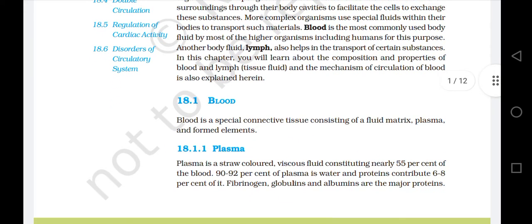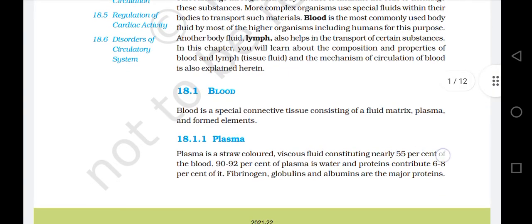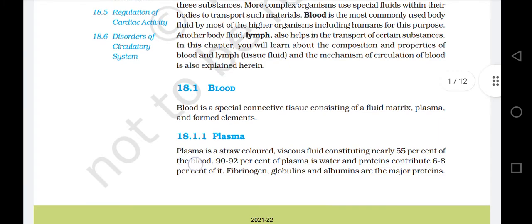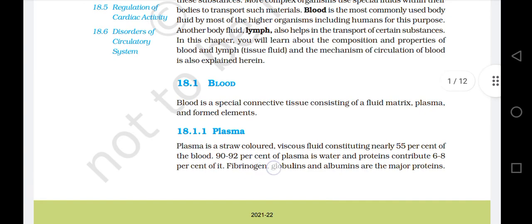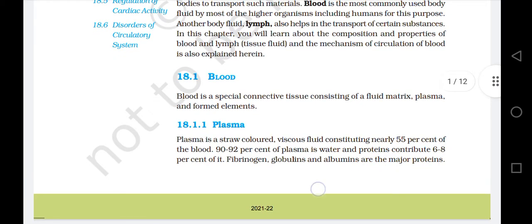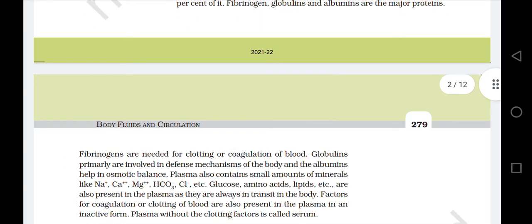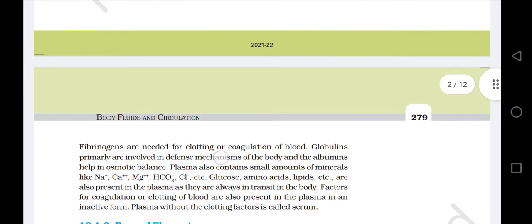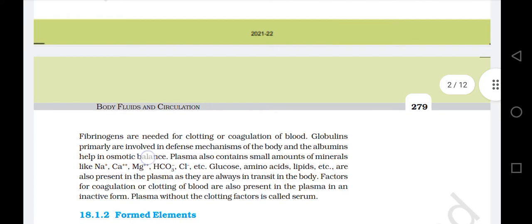18.1.1 Plasma. Plasma is a straw colored viscous fluid constituting nearly 55% of the blood. 90 to 92% of plasma is water and proteins contribute 6 to 8% of it. Fibrinogen, globulins, and albumins are the major proteins. Fibrinogens are needed for clotting or coagulation of blood. Globulins primarily are involved in the defense mechanism of the body, and the albumins help in osmotic balance.